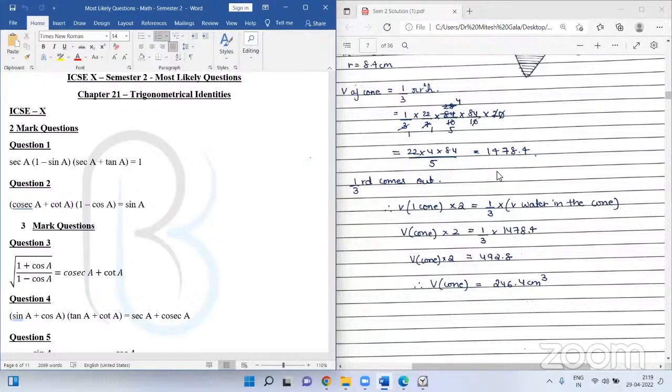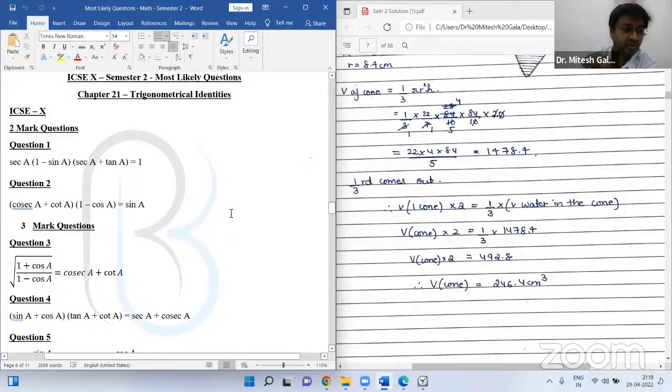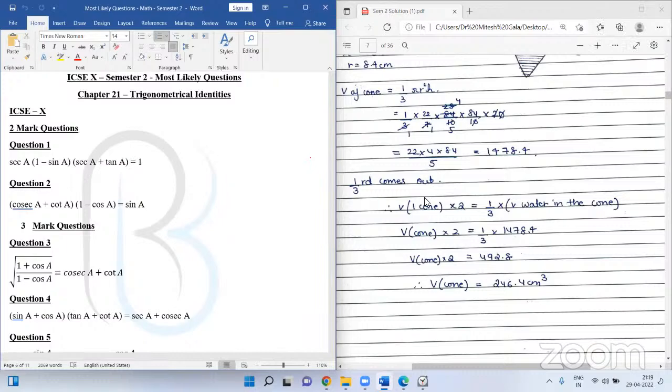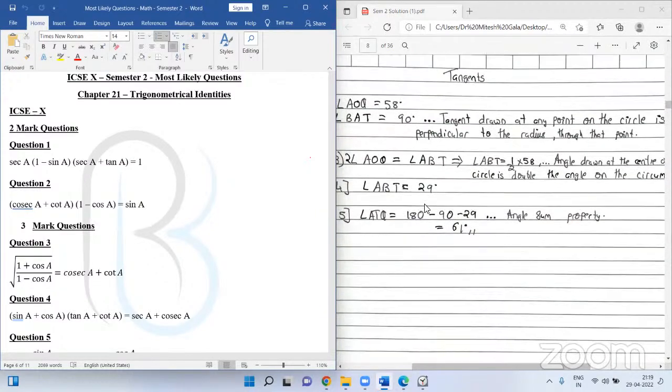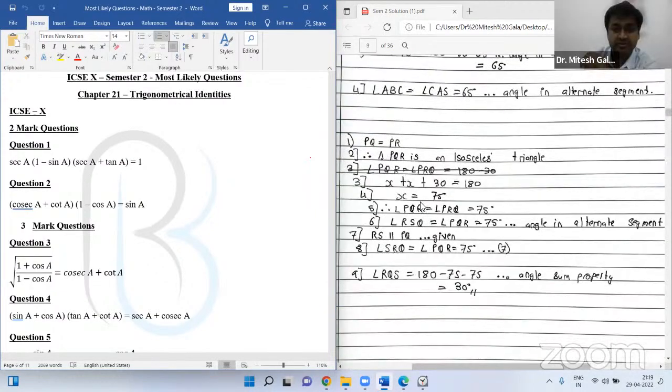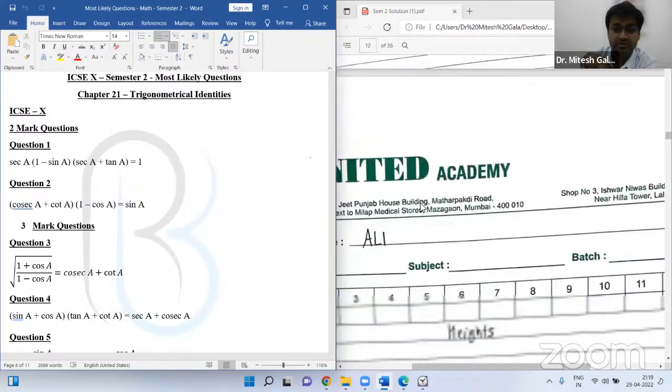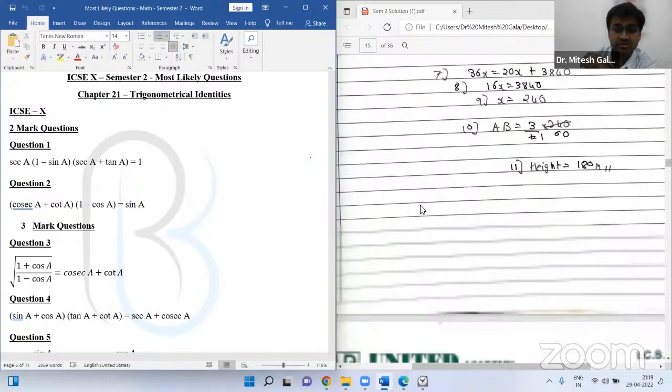Is this a proof? Yes, it is proof only. All these are proof questions only. Show that it is equal to 1. So what you are doing over here, one second. I'll have to check where the trigonometry solution is now.